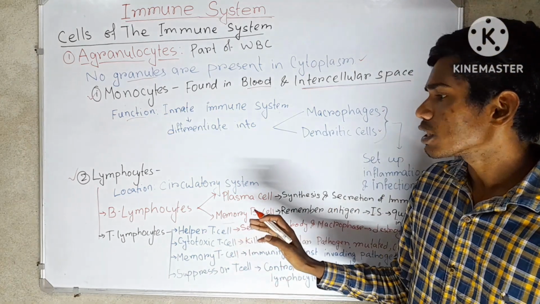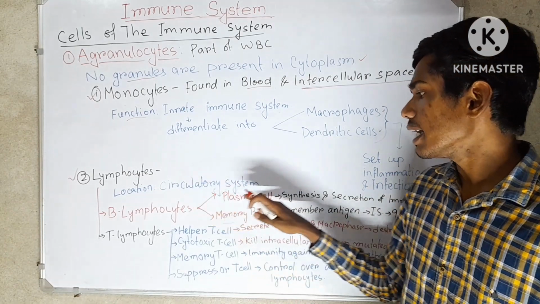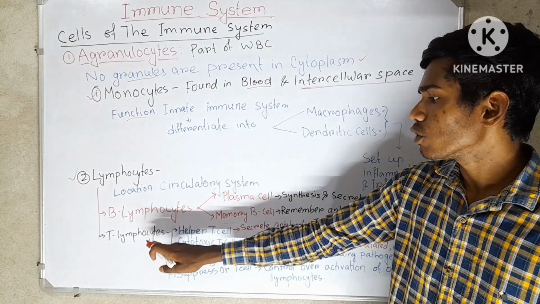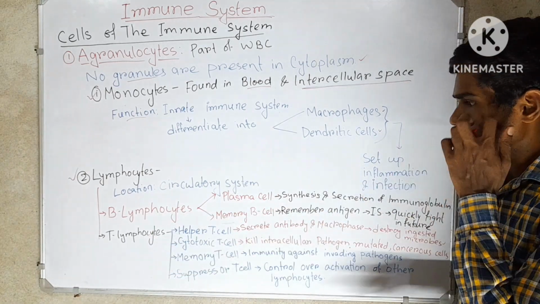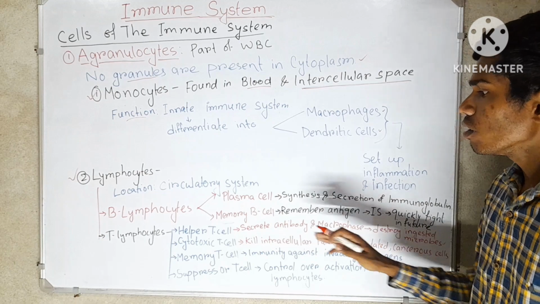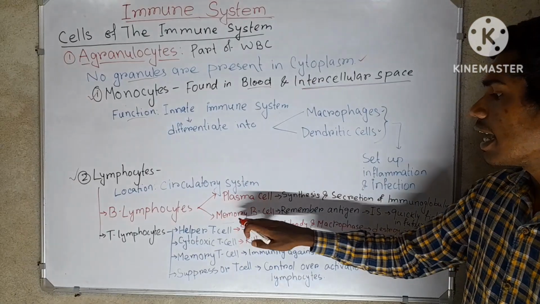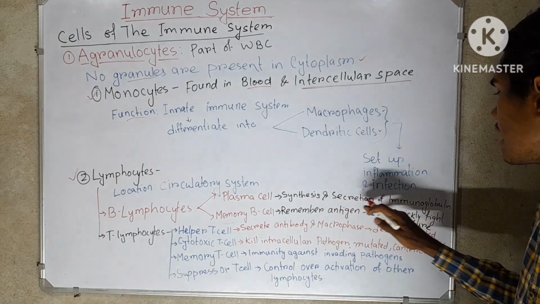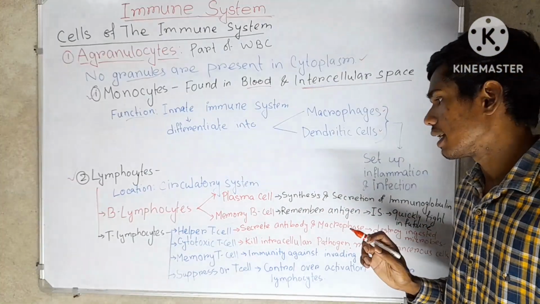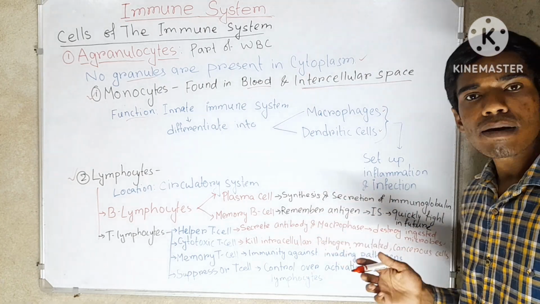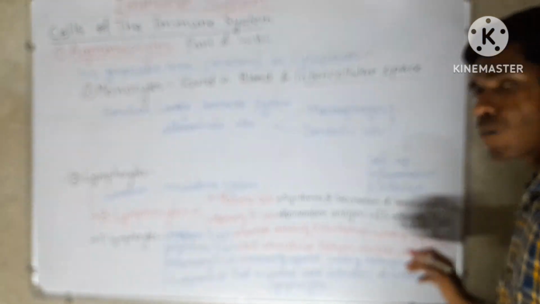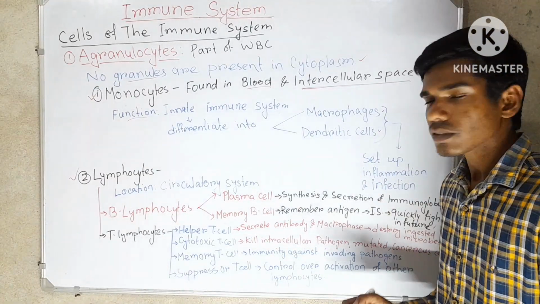Lymphocytes. Lymphocytes are found in the circulatory system. There are two types of lymphocytes. These are B lymphocytes and T lymphocytes. B lymphocytes are also of two types, plasma cell and memory B cell. Plasma cells synthesize and secrete immunoglobulin, and memory B cells remember antigen, and it helps the immune system to fight quickly against that antigen in future.